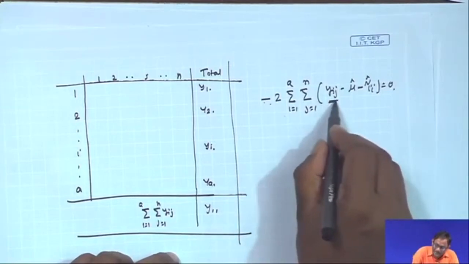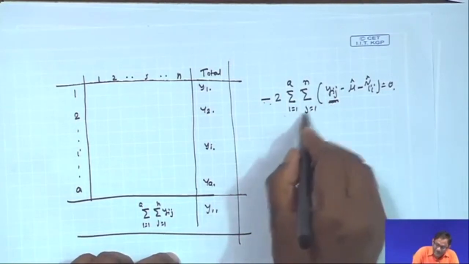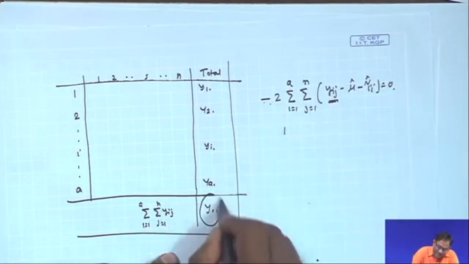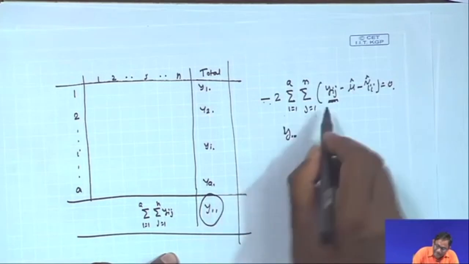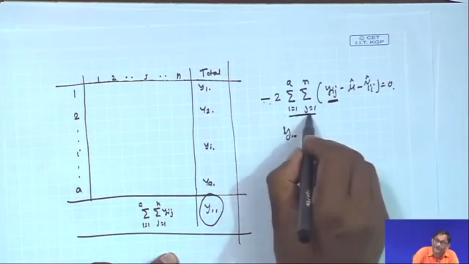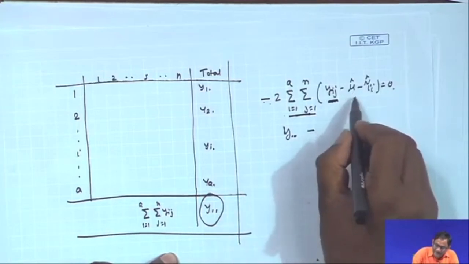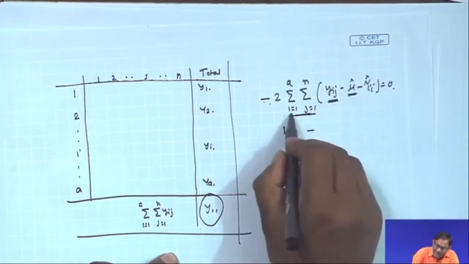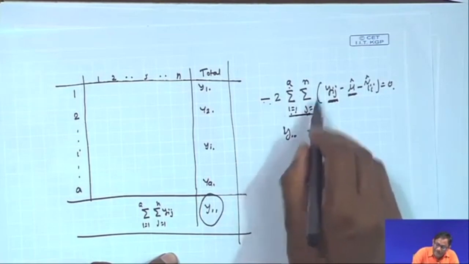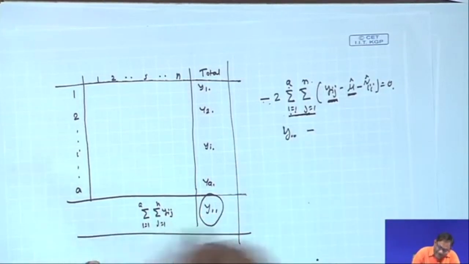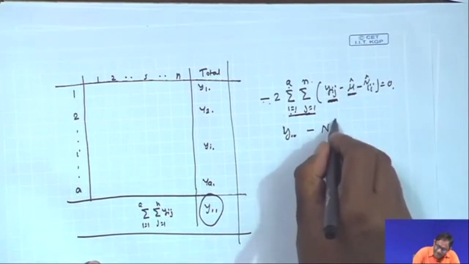If I write this portion, this is what? This is n times the total of y_ij, that means y double dot bar. This portion gives you this. Now, minus this one, i equal to 1 to a, j equal to 1 to n, capital N total is n times mu cap.